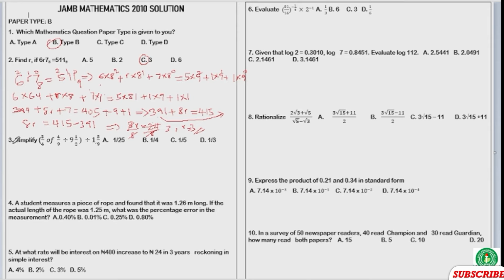Question number 3 says, simplify 3/4 of 4/9 divided by 9/1/2, in bracket, divided by 1 5/9. Now this is a question under BODMAS. And what does BODMAS represent?